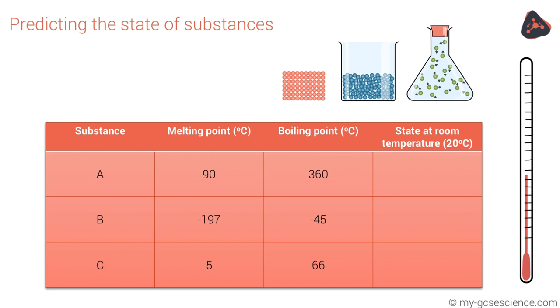So here we've got a table with 3 substances. It's important to note that the melting point is always lower than the boiling point because this happens in order: solid to liquid, melting, and then liquid to gas, boiling. So have a look and see if you can work out what state each of the substances will be at room temperature, 20 degrees. I'll give you a few seconds and then I'll tell you the answer.